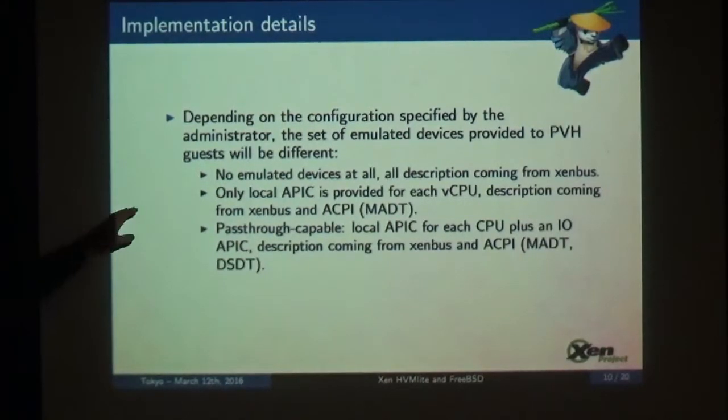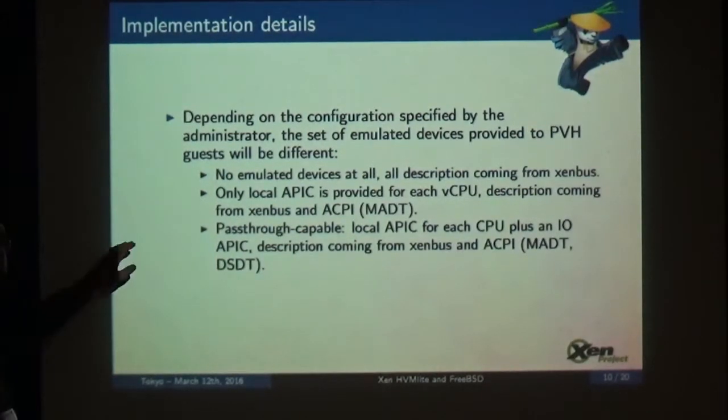The first one would be very similar to PV guests, with no emulated devices at all, and all the hardware description comes from Xenbus, because we won't be providing an emulated local APIC or anything like that. This is a very limited container, and this container won't be able to do PCI pass-through at all. Then we also want to provide another mode, which also won't be capable of doing PCI pass-through, but will have a local APIC.